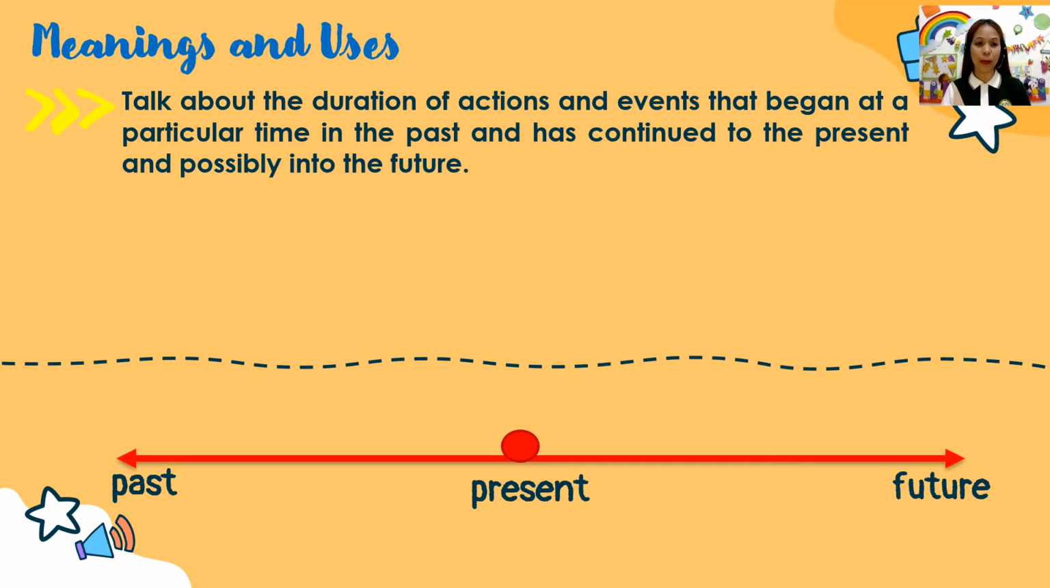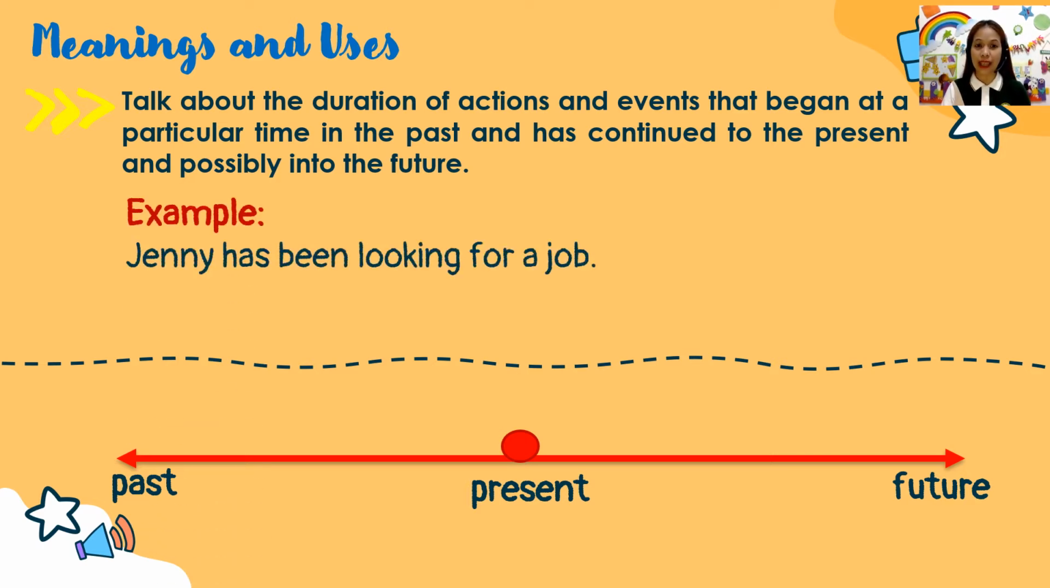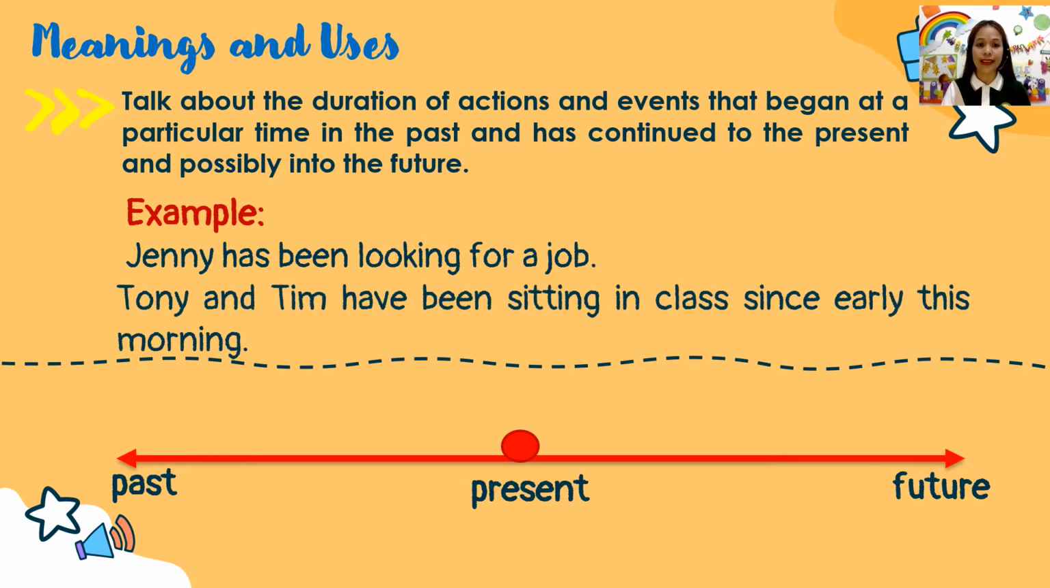Alright, so let's talk about the meanings and uses. First is to talk about the duration of actions and events that began at a particular time in the past and has continued to the present and possibly into the future. Alright? So first example, Jenny has been looking for a job. Tony and Tim have been sitting in class since early this morning.